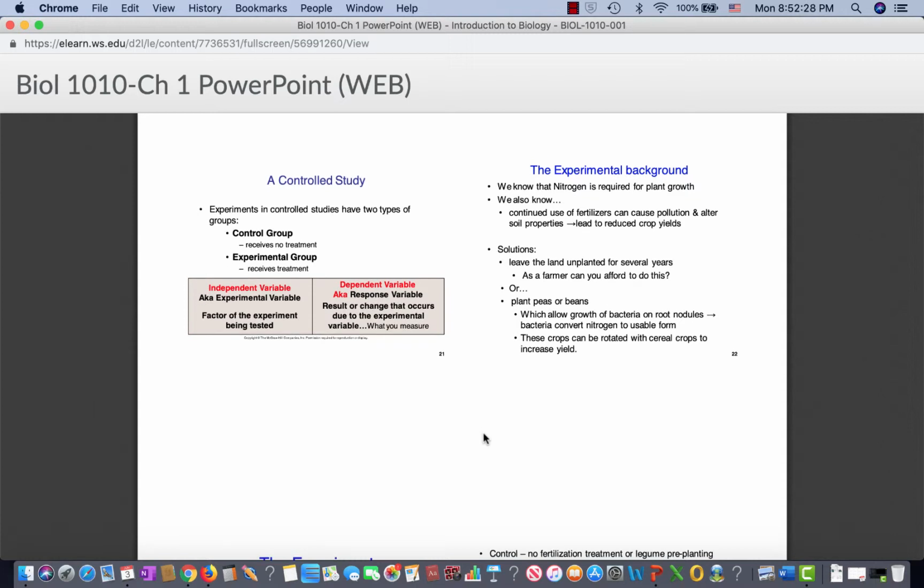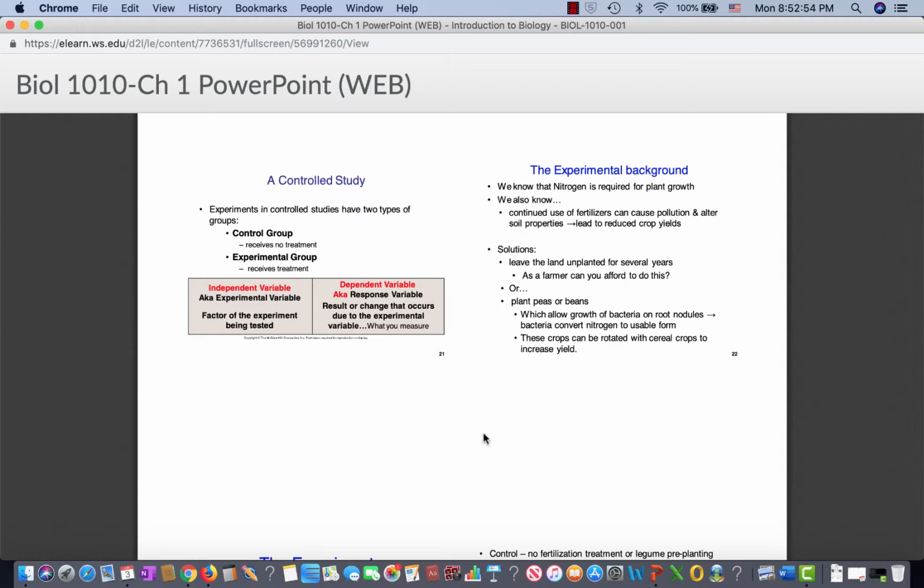So, experimental background. We know nitrogen is required for plants. We also know that continued use of fertilizer can cause pollution and alter soil properties, which leads to reduced crop yields. So how do you solve this? Leave the land unplanted for several years. Can a farmer afford to do this? Not really. They would go out of business long before then.